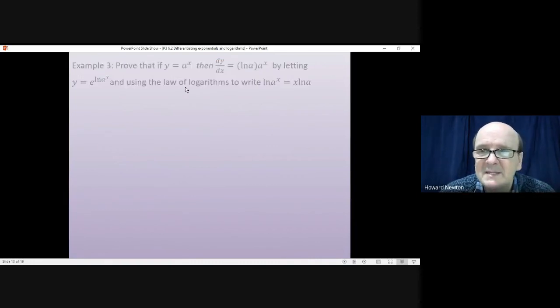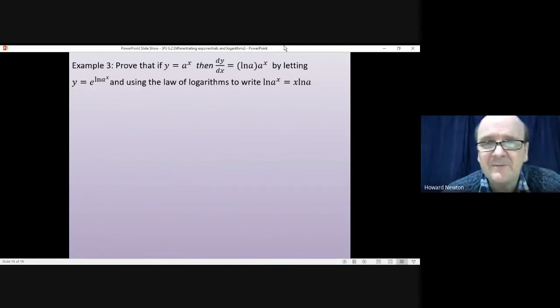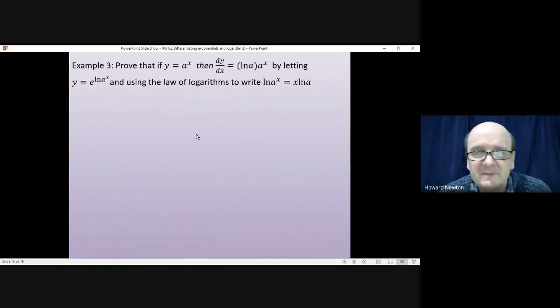Now, the way into this is by letting y equal e to the power of log a to the x, which is actually exactly the same as that. The e and the log are inverse functions, so they cancel each other out, and you do just have y equals a to the x. And we then use the law of logarithms to rewrite the power. So log of a to the x, we write as x log a. And then you move on from there. Now, I'll let you have a go at doing this yourself first. As I say, it is a bit fiddly, but have a go, pause the video, and then come back to me when you're ready.